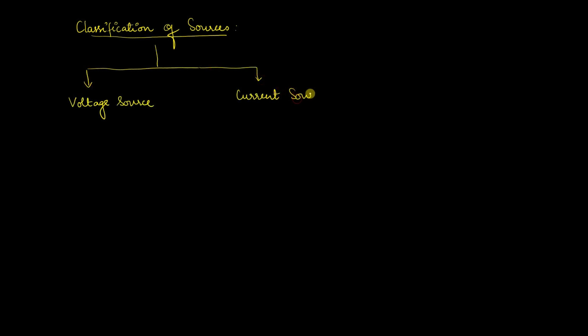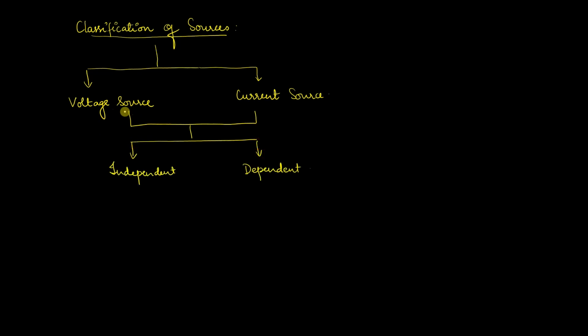Moving on to the next one, we have to identify the various sources. Let us look at the classification of sources. Mainly, the sources are classified into two main categories, the voltage source and the current source. These can be further classified as independent and dependent sources. We can have voltage sources that are dependent and independent, and current sources which are independent and dependent.